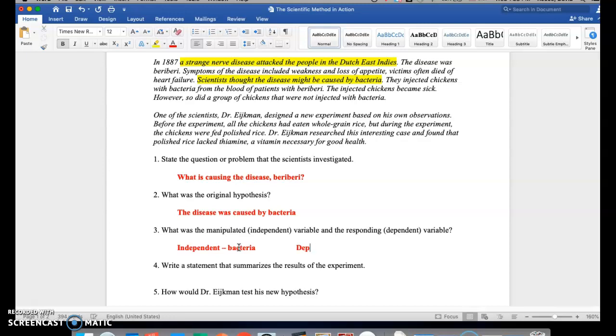So let's move on to the dependent and answer that question. And what is the responding variable? Well, the response was, are they getting sick or not? So they are checking for the presence of beriberi. The presence of beriberi was their dependent variable.